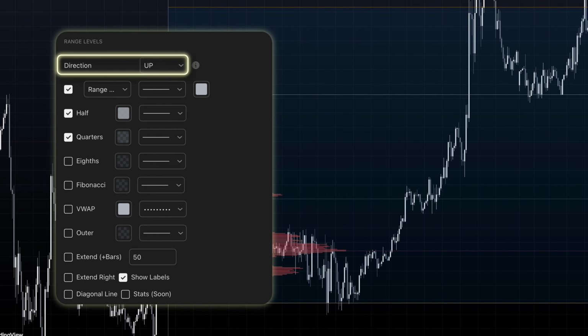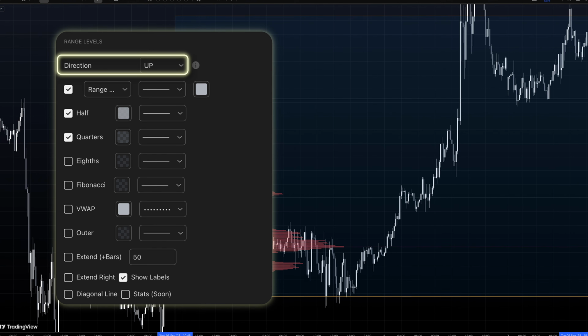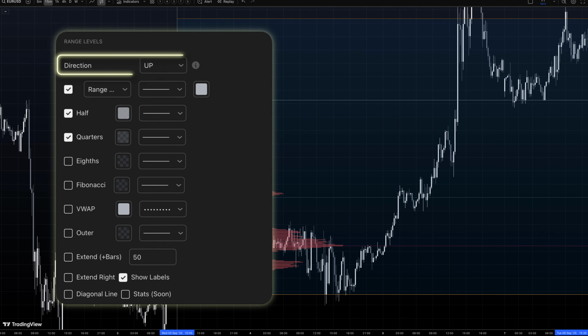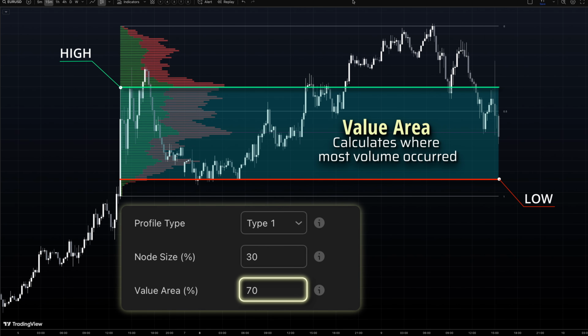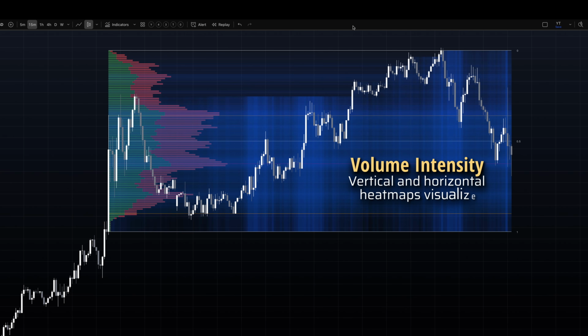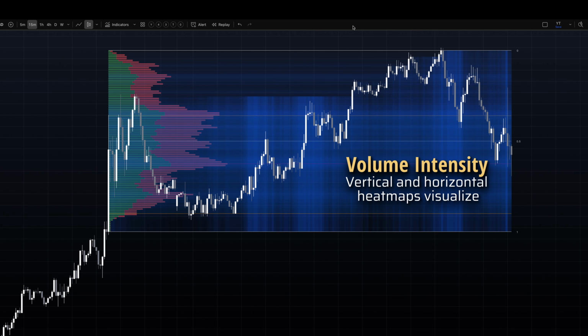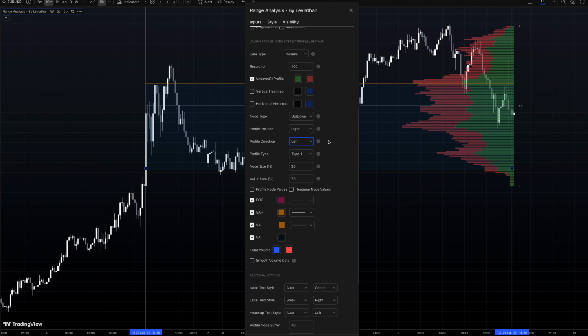The directional setting allows traders to interpret levels from either bullish or bearish perspectives, making it adaptable to different market contexts. Value area calculations identify where the majority of volume occurred, typically set at 70%, but customizable to any percentage. The visualization system incorporates both vertical and horizontal heat maps that color-code volume intensity across price levels. Volume profile nodes can display as combined up/down volume, total volume, or delta net buying-selling pressure.